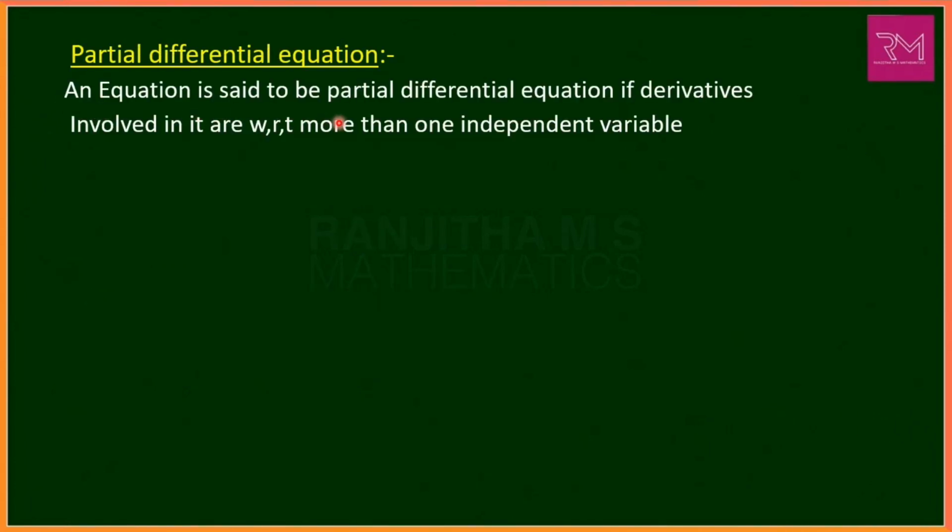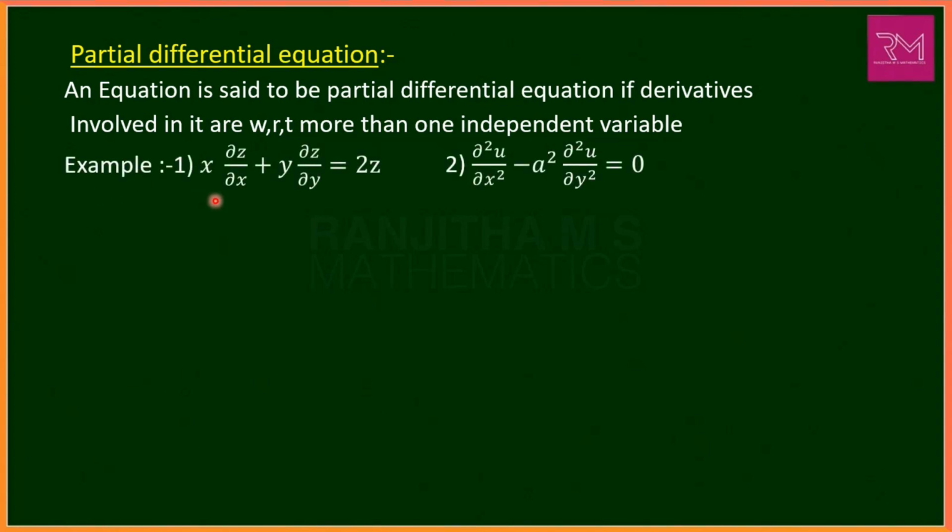Let us see the definition of a partial differential equation. An equation is said to be a partial differential equation if the derivatives involved in it are with respect to more than one independent variable. If there is a single independent variable, that is an ordinary differential equation. If more than one independent variable is present in the equation, then we call that equation a partial differential equation. Let us take an example: x into del z by del x plus y into del z by del y is equal to 2z. This is an example of a partial differential equation.